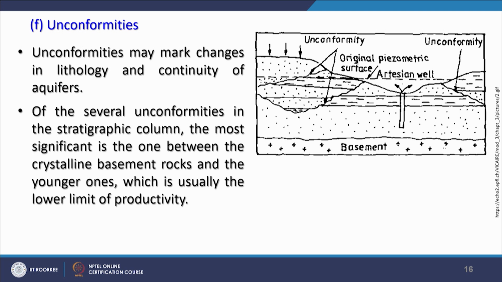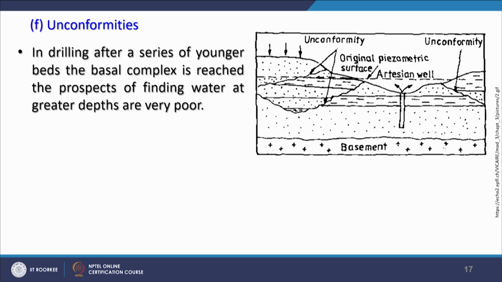So, of the several types of unconformities in the stratigraphic column, that means if we go from bottom to top, the most significant is the one with the crystalline basement, as you can see here also, and the younger rocks above it, which is usually the lower limit of the productivity. So, here if a well is dug, then this is the lower limit of availability of water. Then you have basement rocks, might be a granitic body, no weathering, no erosion, nothing. So, no possibility of getting water at that depth. If test drilling is done, then after a series of younger beds from the top, which one will encounter, when the base level or basement complex is reached, the prospects of finding water at greater depth are very poor.